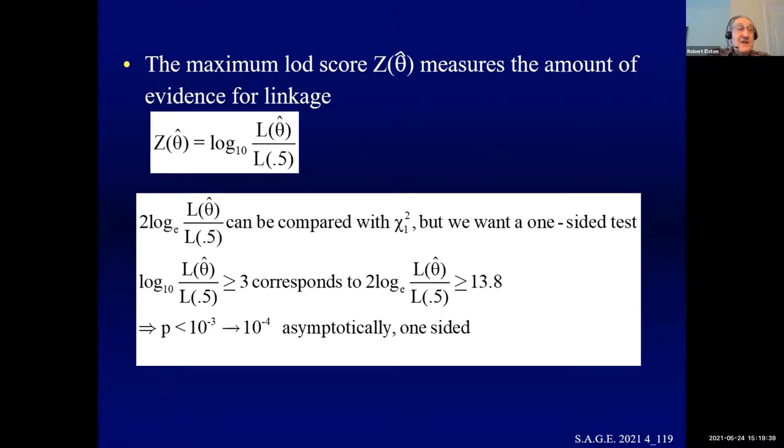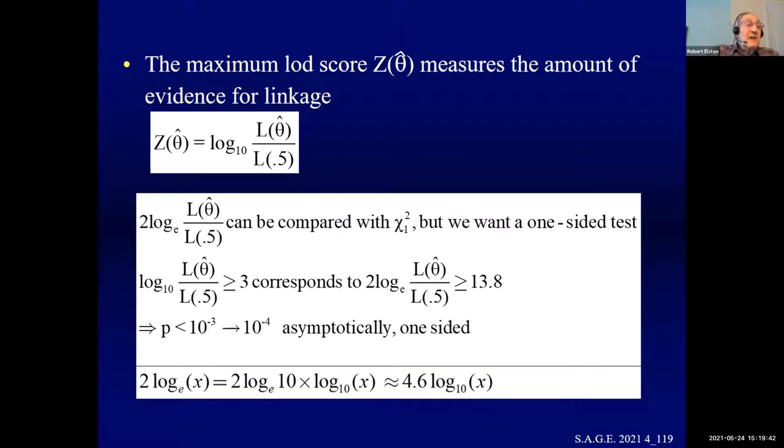As long as you take a one-sided test. So that's because twice the log to base e of x is twice the log e of 10, times the log 10 of x. And 2 log e of 10 is 4.6. 3 times 4.6 is 13.8. So that's how we get that. The whole thing is confusing because logs to base 10 are the logs that were defined by Morton because they were easy to understand. On the other hand, for the theory to work, you need logs to base e to be able to get an asymptotic chi-squared distribution.